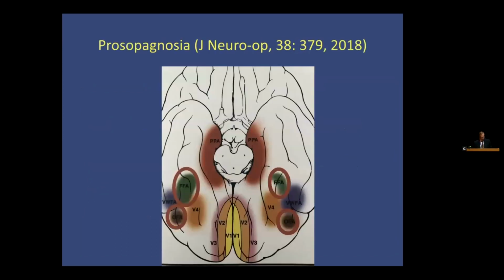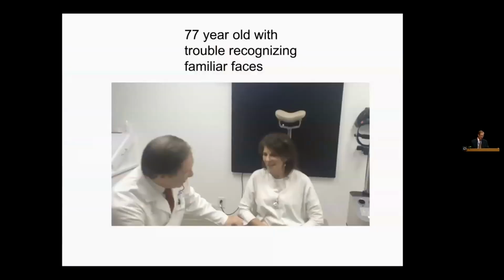And this usually results from a lesion far forward in the inferior temporal lobes into the facial recognition areas that are circled right here. Here's a patient that will describe her prosopagnosia.